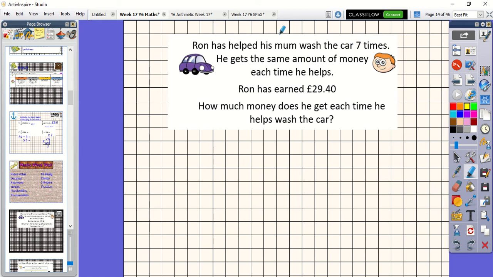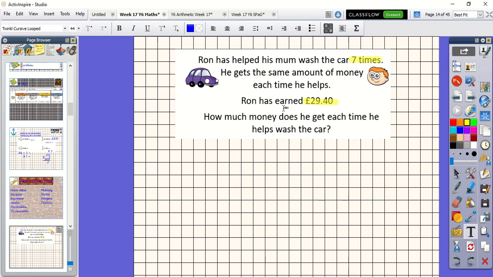So Ron has helped his mum wash the car 7 times. I'm going to highlight that 7 times already because I can see a number straight away. He gets the same amount of money each time he helps. Ron has earned £29.40. How much money does he get each time he helps wash the car? So in total, it tells us that Ron has earned £29.40. He has washed the car 7 times. So we need to find out how much each car wash costs.